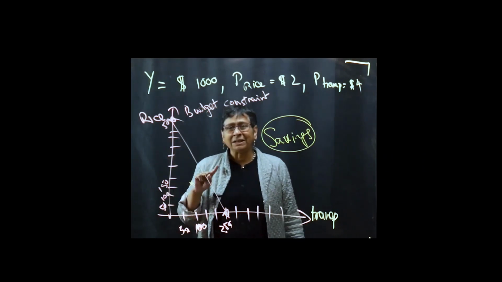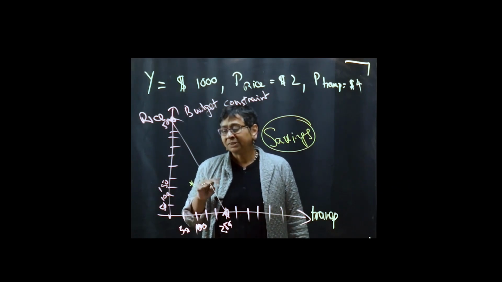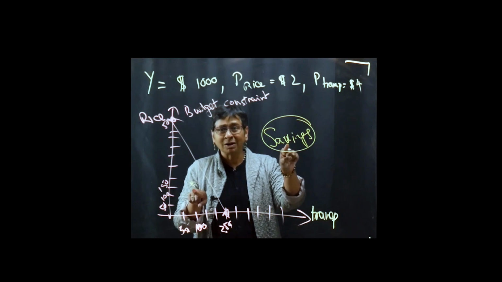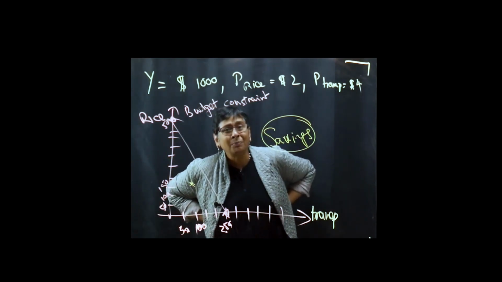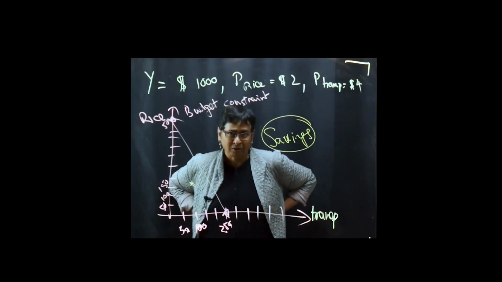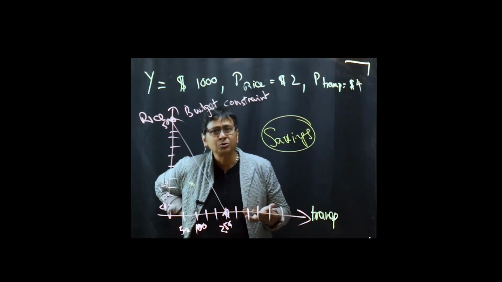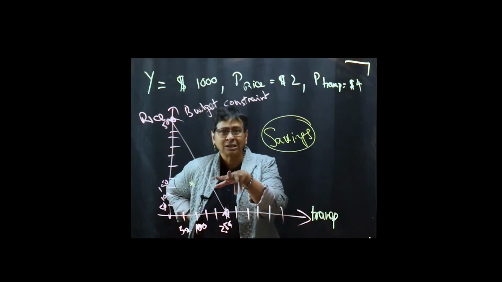In this perspective, just one person, just one consumer, if they are saving, it's going to go into financial markets. When you come to input markets, and especially when you come to macroeconomics, where we ask the question, what happens when people do savings? When people don't spend all of their income?